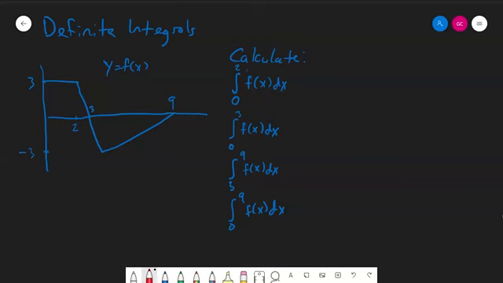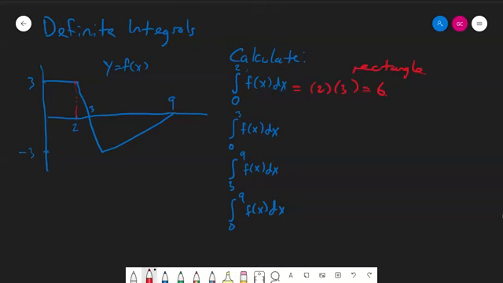Between 0 and 2, the graph is completely above the x-axis, and so I just look at the area that sits between 0 and 2 and under my graph. Well, that's just a 2 by 3 rectangle. So in this case, the integral is just going to give you the value of 6.